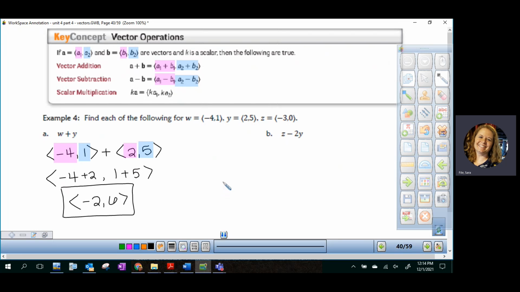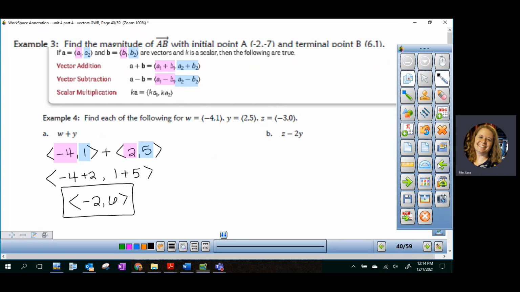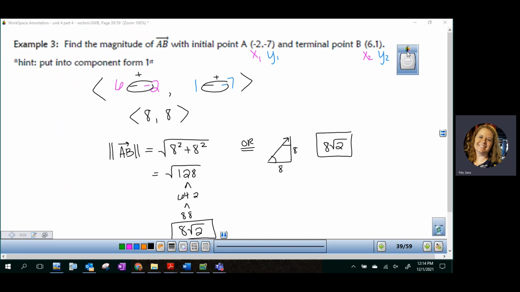Now B is a little tougher. It's subtraction and it has a scalar being multiplied. Oh, while I'm thinking of it, I do want to point something out. I thought of this while y'all were working on the last one. Somebody had asked in a previous class, does it matter on point A and point B which one is x1, y1 and which one is x2, y2? What do y'all think? Do y'all think it matters which one?